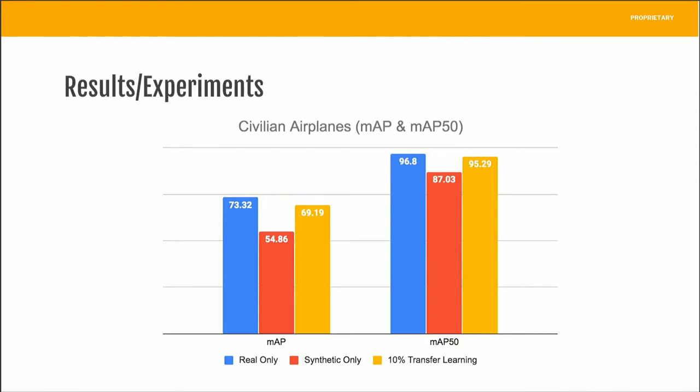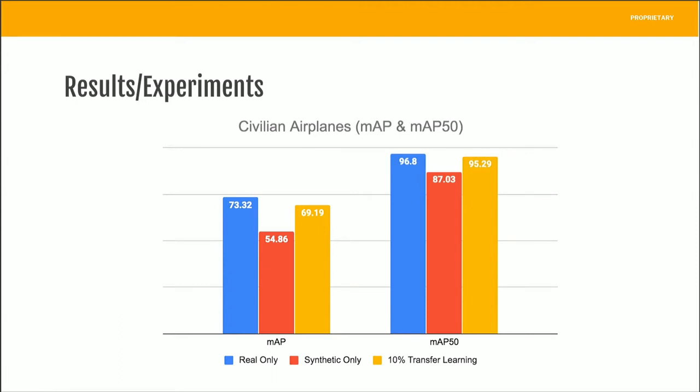For each set of experiments, we ran different trainings of models. We first train on the real only dataset, so we train a model only on the real images. Then we also train models on the synthetic dataset, the 50,000 images that we generated using the airport simulation platform. Finally, we used a transfer learning method, and we were interested in the performance of the model using only a subset of the real data. The results reported are the mean average precision and the mean average precision 50.